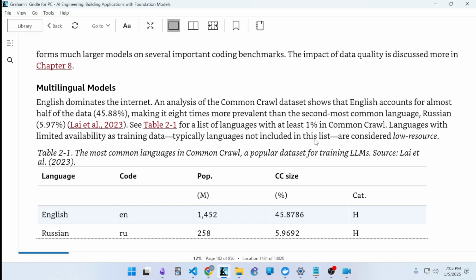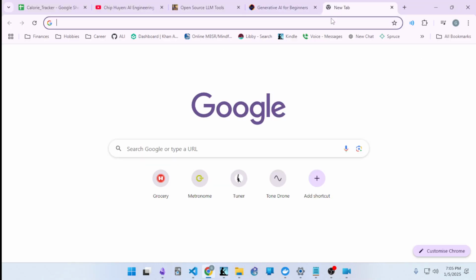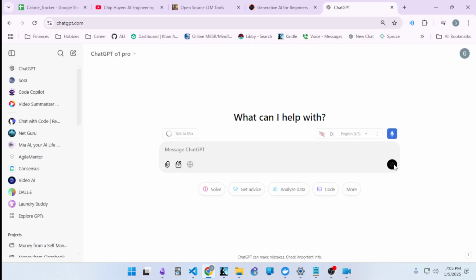Multilingual models. And this is cool too. One of my favorite things I've been doing lately with my $200 a month subscription to ChatGPT.